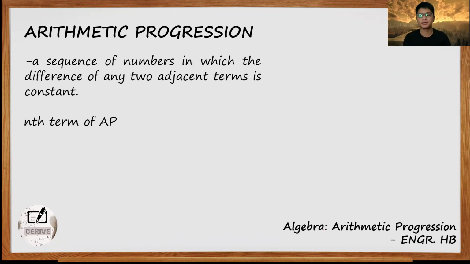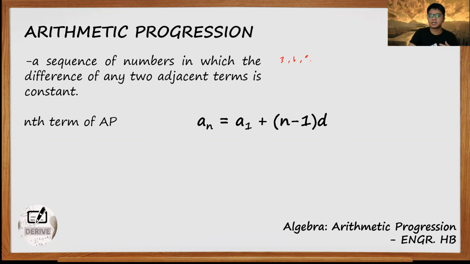So ayun, meron tayong formula dyan. We have a sub n is equal to a sub 1 plus n minus 1 times d. So ano yung mga a na yan, ano yung n na yan, ano yung letter d na yan? Si a sub n, kung sa sample ko na 3, 6, 9, 12, 15, etc., a sub n is yung last term. So if you are looking for the 100th term, that would be a sub 100. So this is the last term or the nth term.